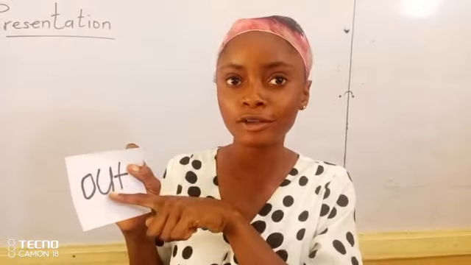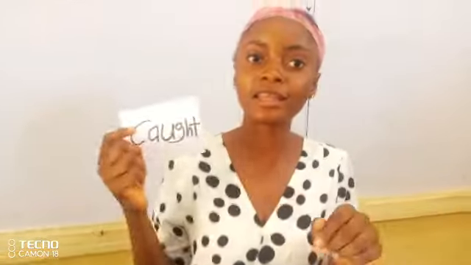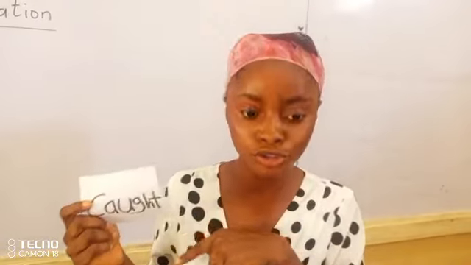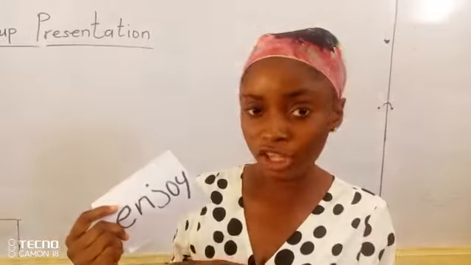So this is a diphthong, out. And they can also come in the middle of a word. Like I said, they can never be separated. Couch. And they can also come at the end of a word. They are not separated. Enjoy.